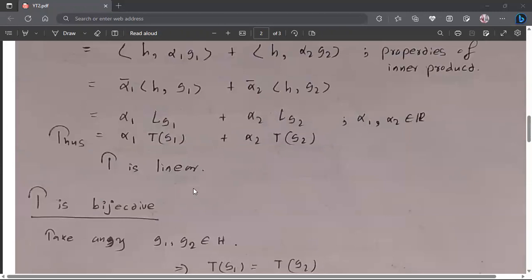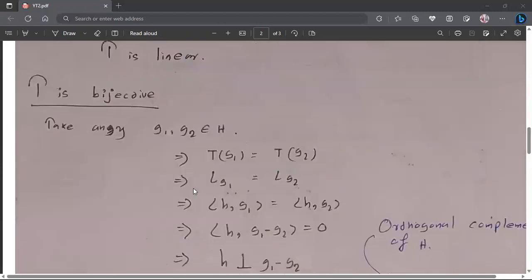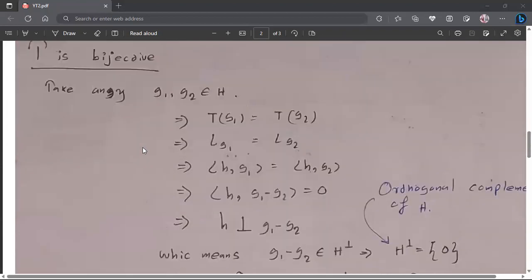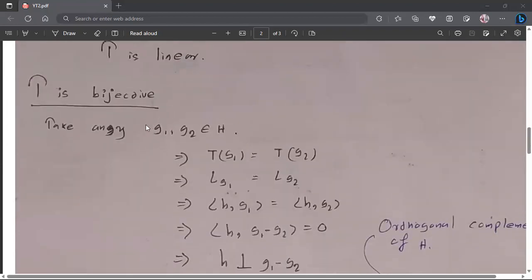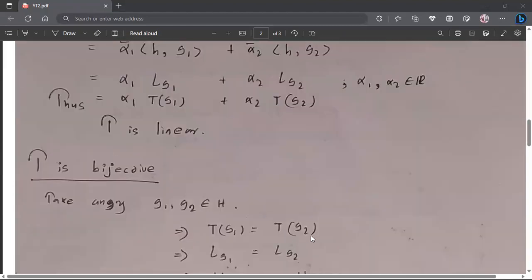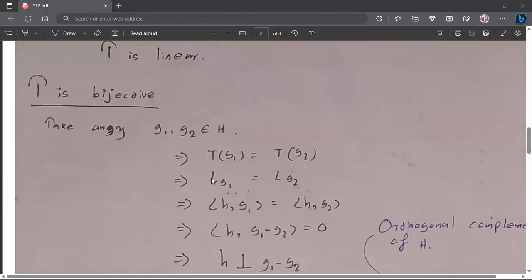Okay. Now we have to prove T is bijective, which means we have to prove T is 1 to 1 and T is onto. In order to prove T is 1 to 1, we pick two generic vectors in the Hilbert space H and we take the equality of these two outputs, T of g1 and T of g2. We must show that g1 and g2 are equal. So by the definition, again, this is L of g1 and this is L of g2.